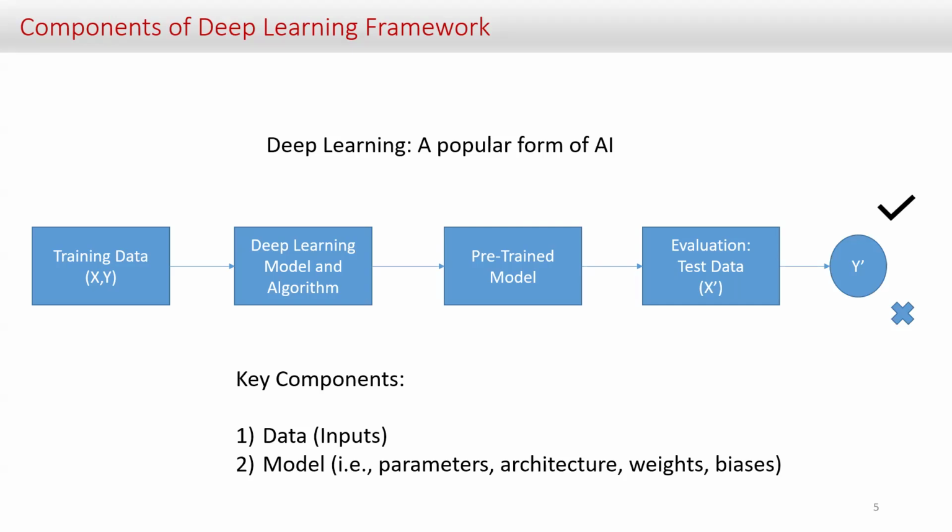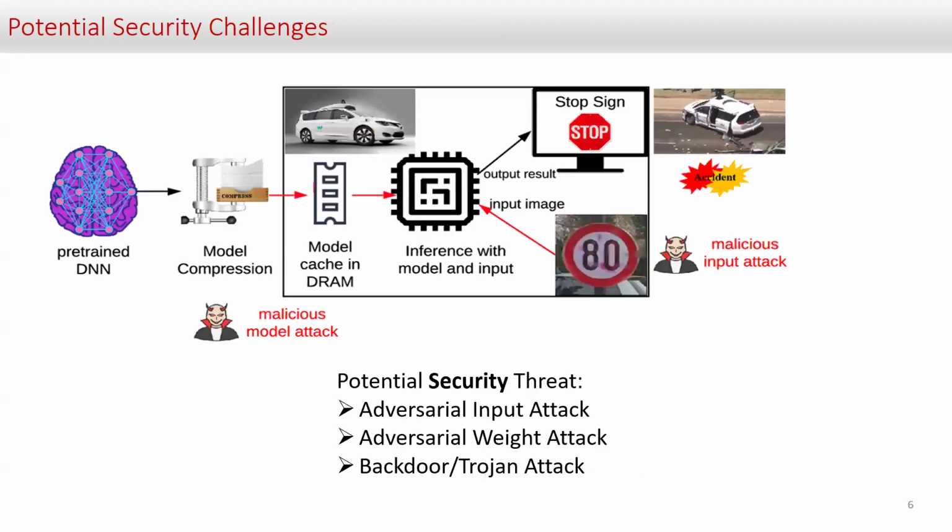So in this overall flow, we have two key components. First is the data that goes as input to the model. Second is the model itself, which has a set of parameters, weights, biases, and the topology architecture. The security threats primarily come from these two parts, data and the model. How? First, the attacker can manipulate the input to cause harmful behavior at the output.